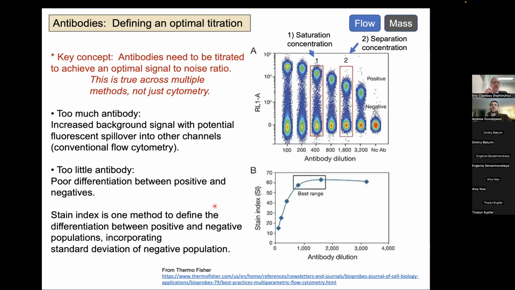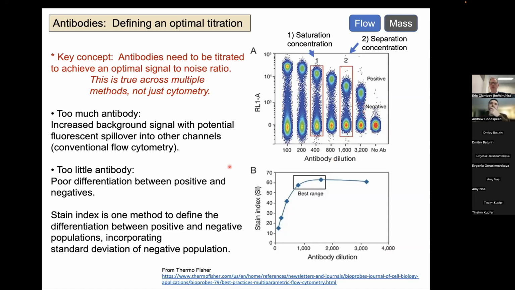So in terms of antibody use, antibodies need to be titrated to achieve an optimal signal-to-noise ratio. This is true across disciplines in biology, but here's just simply an example of a dilution series of an antibody on cells, where the positive population is at the top and the negative is at the bottom. And you want to find that sweet spot where if you use too much antibody, for example, over here, you have a significant increase in the background signal with potential spillover into neighboring detectors, for example, on conventional flow cytometry. If you use too little antibody, you don't have optimal separation.